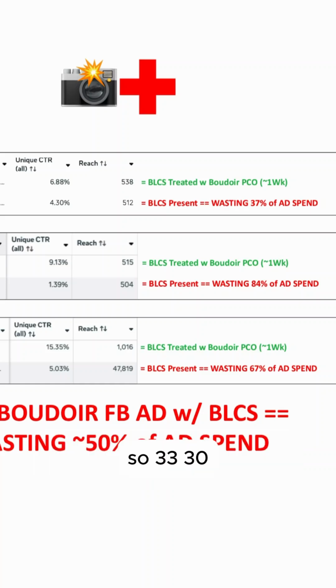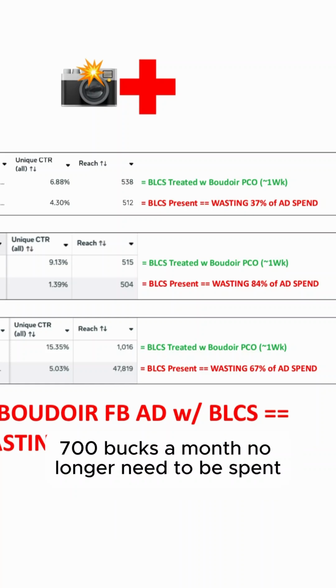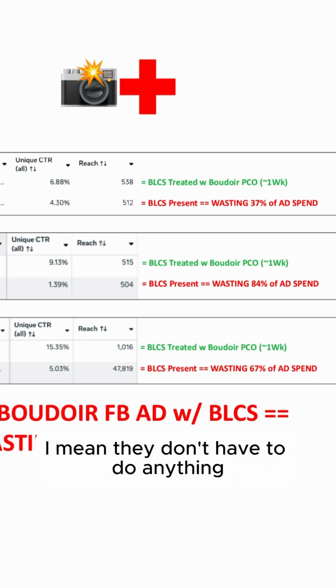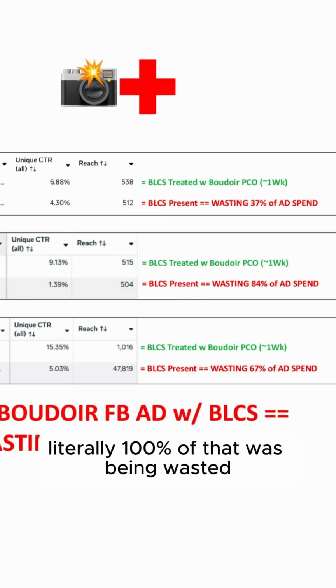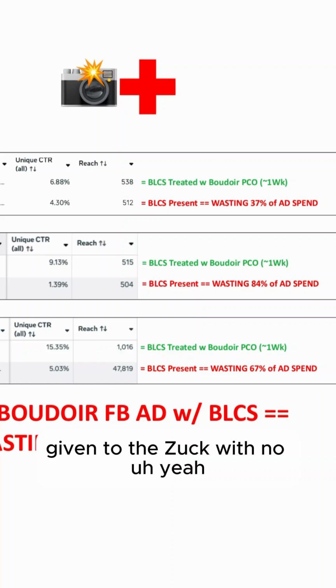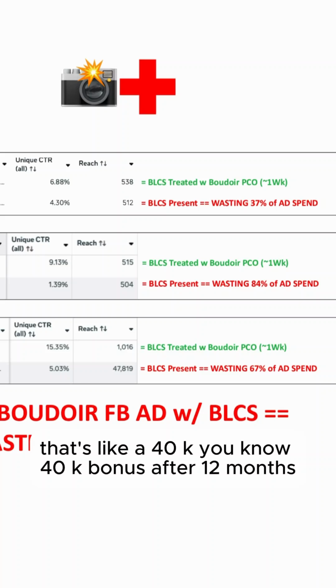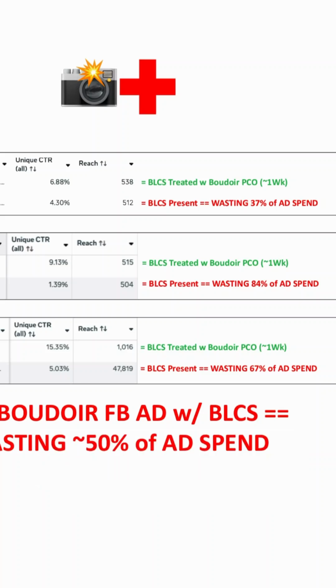So 3,700 bucks a month no longer needs to be spent. They can save that, capture it as a kind of phantom profit. I mean, they don't have to do anything. They simply don't have to spend it anymore, because literally 100% of that was being wasted. It's given to the Zuck with no benefit whatsoever, literally zero benefit. So after a year, that's like a 40K bonus after 12 months.